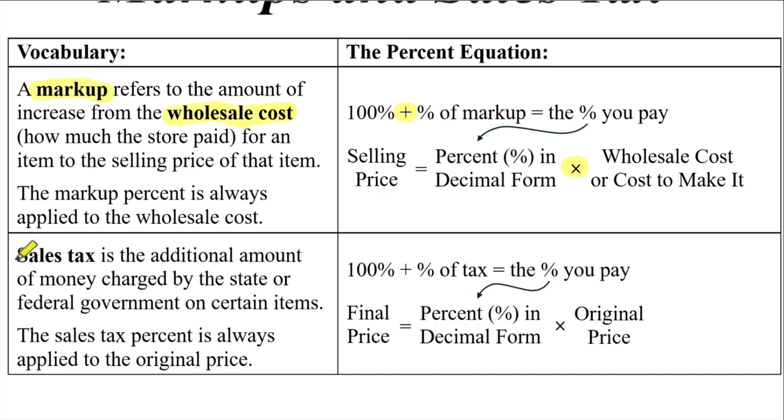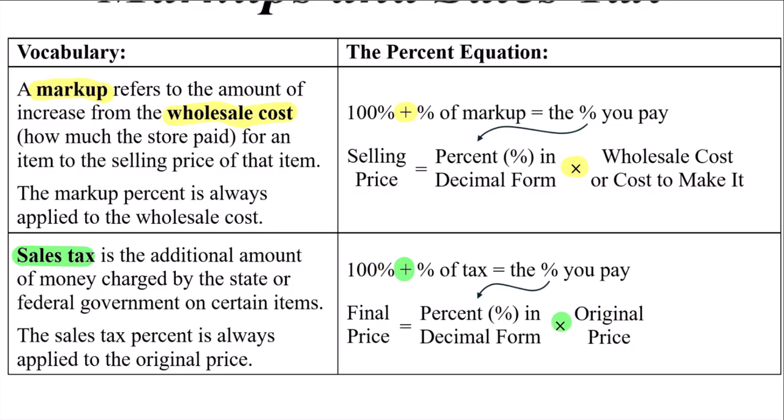Now, sales tax is another type of percent of increase. It's an additional amount of money charged by the state or federal government on certain items. Sales tax percent is always applied to the original price. And like I said, like markup, it is going to increase your price. So the original price is 100% of itself, plus the percent of tax will give you the percent that you as the customer pay. You'll put that in decimal form times the original price, and that will equal the final price.